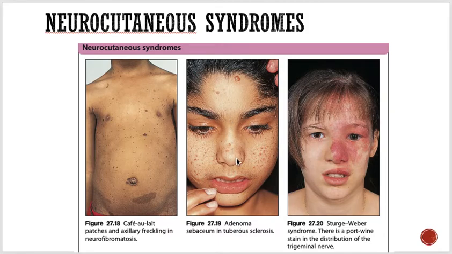Because they have many intracranial manifestations as well. This one is Sturge-Weber syndrome. Now what happens in these patients, you can see there is a hemangiomatous lesion on her face, which is also called a port-wine stain. It is in the distribution of the trigeminal nerve. Of course, this is a skin manifestation. So what happens is, inside the brain or intracranially, they have similar lesions as well.